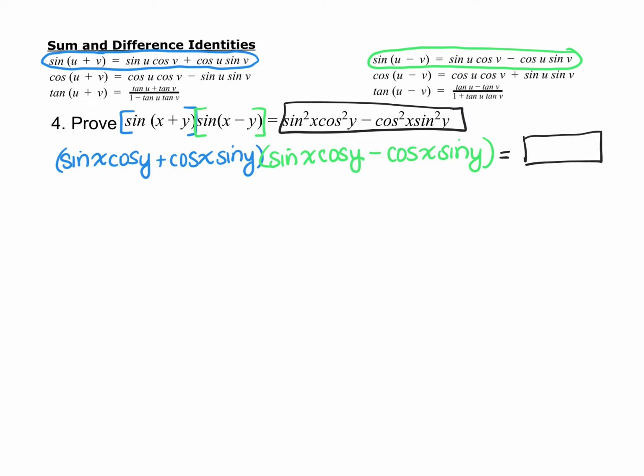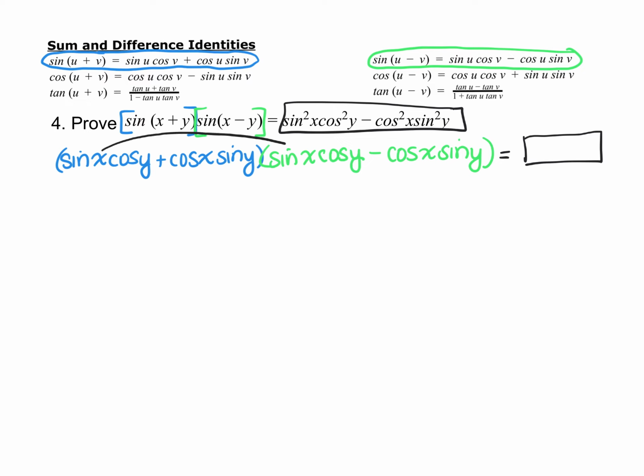Now comes the fun part. So on the left side, I have a product because I'm multiplying two things together. On the right side, I have a difference because I'm just subtracting two things from each other. So to get there, I will need to multiply these two things on the left side. Now, that's essentially just a FOIL or use the box, whatever. So let's go ahead and do this as a FOIL.